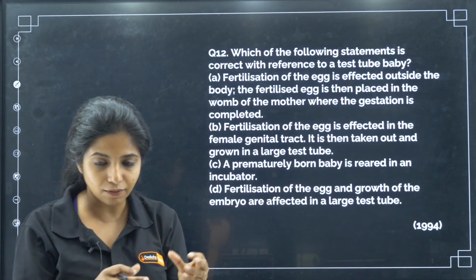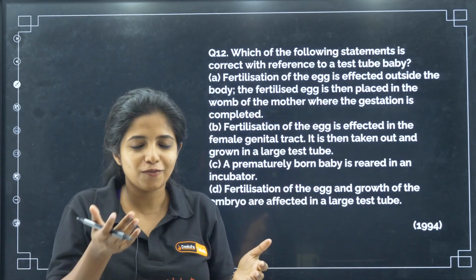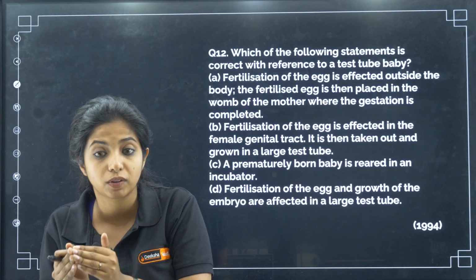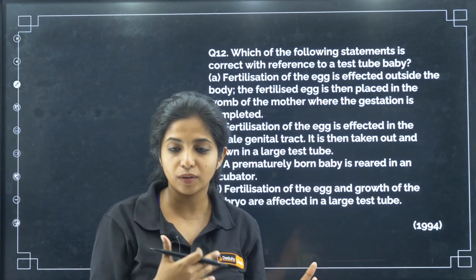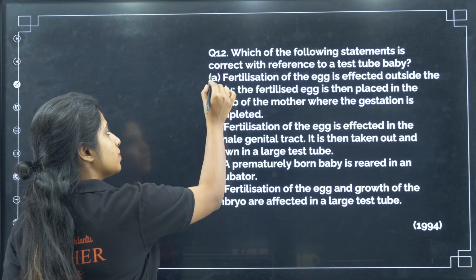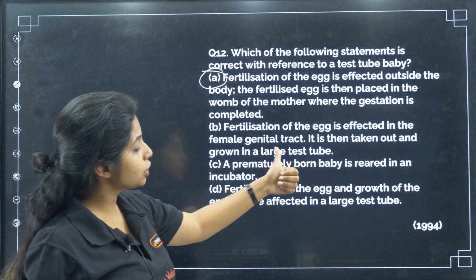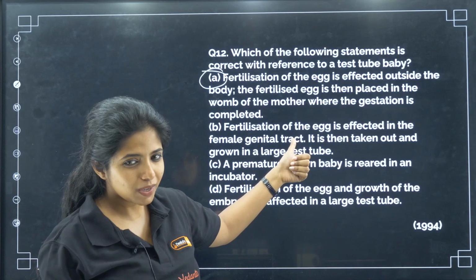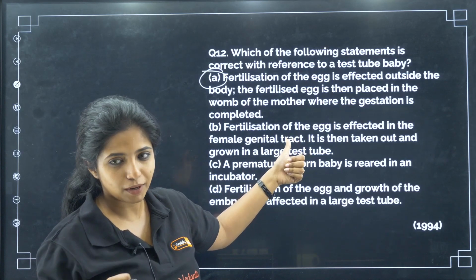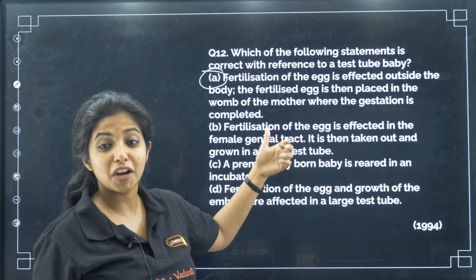This fertilized egg, which is basically the zygote, forms the embryo, and this embryo is put in the womb of the mother, that is the uterus, where the whole cycle of formation of the baby takes place. Is that correct? Yes, that is correct. Fertilization of the egg is effected in the female genital tract? A test tube baby cannot happen inside the female body. It is then taken out and grown in the test tube.